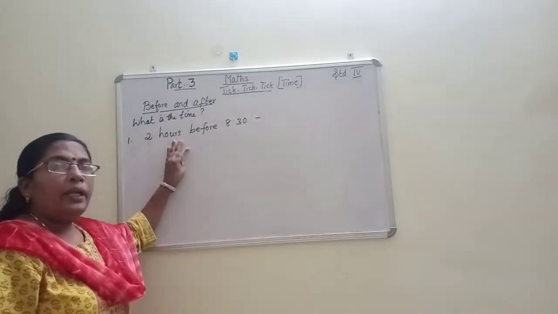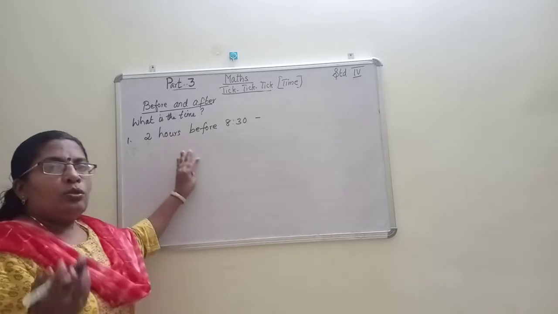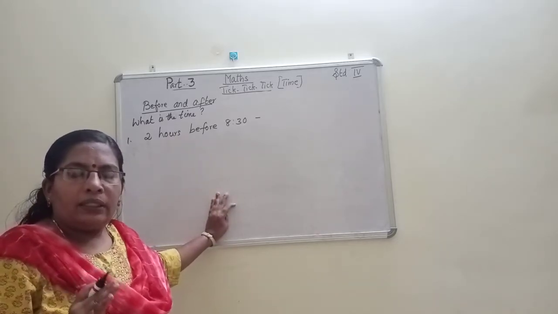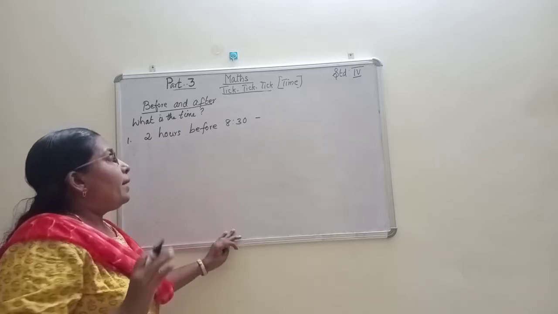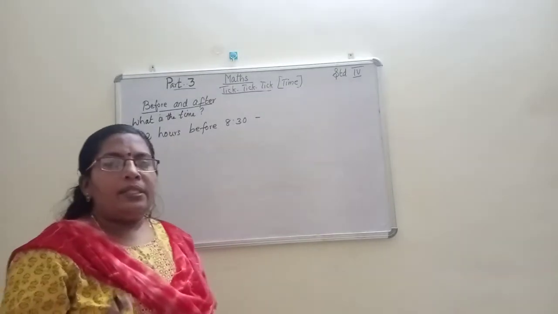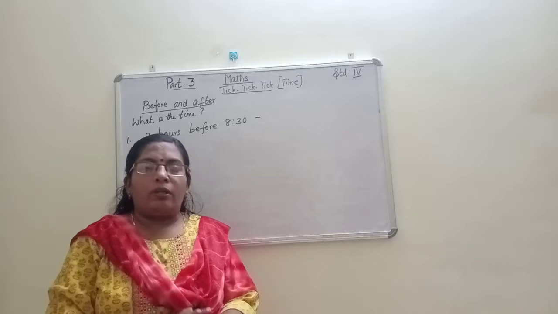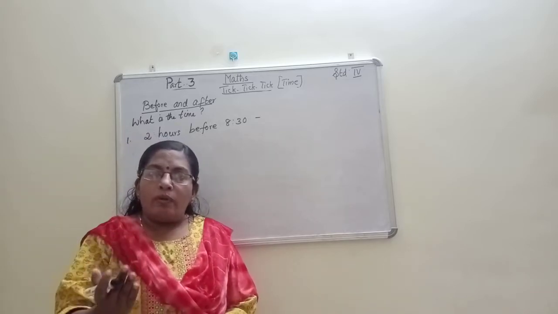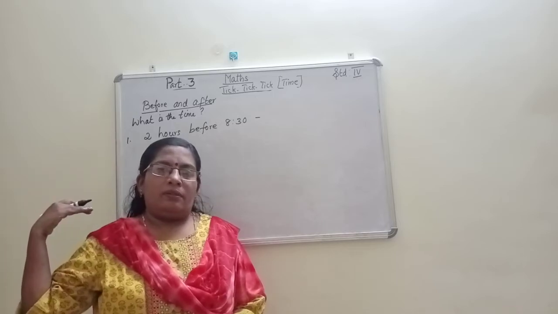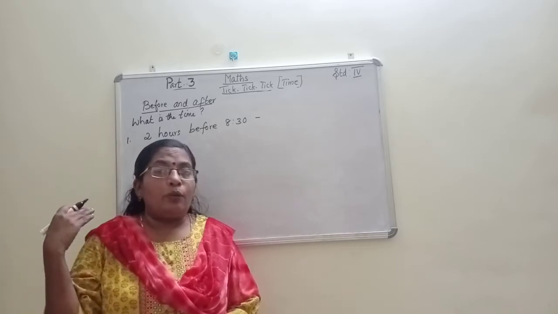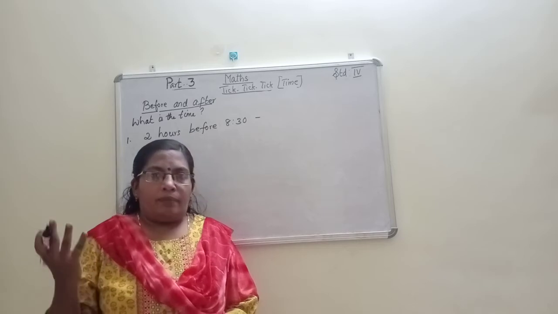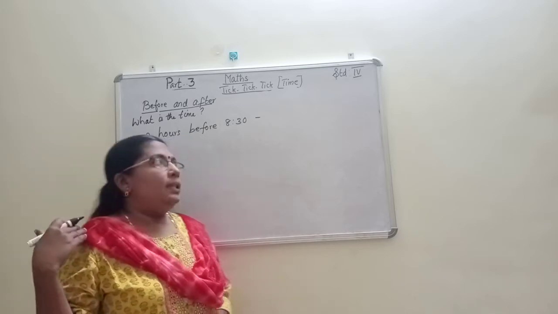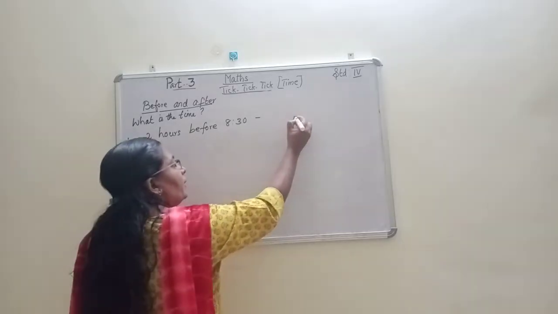Hours before 8:30. Two hours before 8:30. Assume that now the time in our clock or watch shows 8:30. What is the time two hours before that? Now it is 8:30, two hours before. That is how to find it.